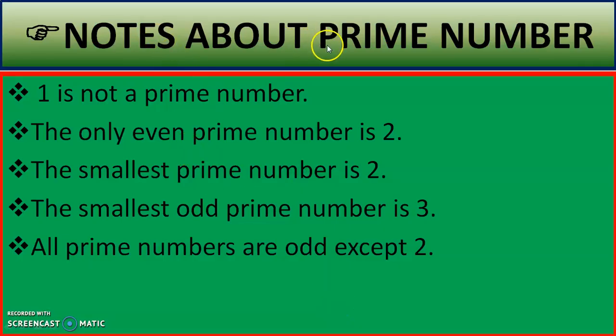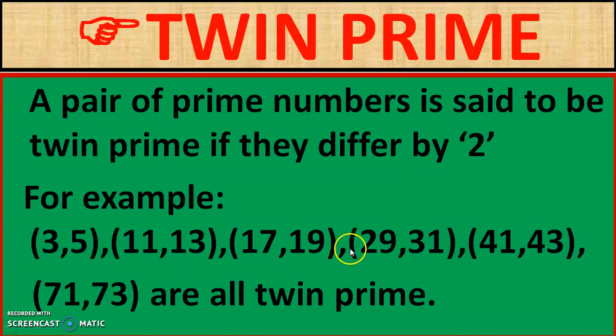Now, these are important notes about prime numbers. 1 is not a prime number. The only even prime number is 2. The smallest prime number is 2. The smallest odd prime number is 3. All prime numbers are odd except 2.